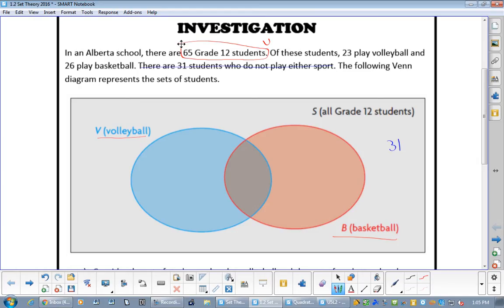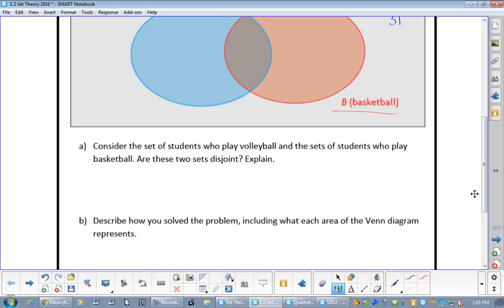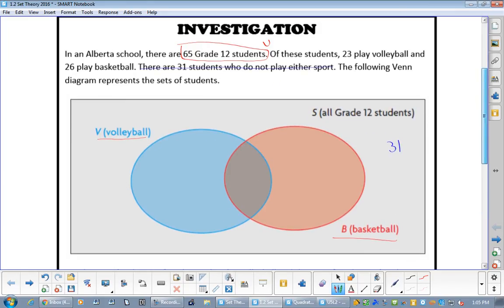How many are there? Okay, so we first have to figure that out. 65 minus 31 equals 34. Now, somebody tell me what 34 represents in symbols. N? Let's call it V and B. Volleyball. Or, isn't that the number of people that play volleyball or basketball? Yeah. Okay, so we got that.